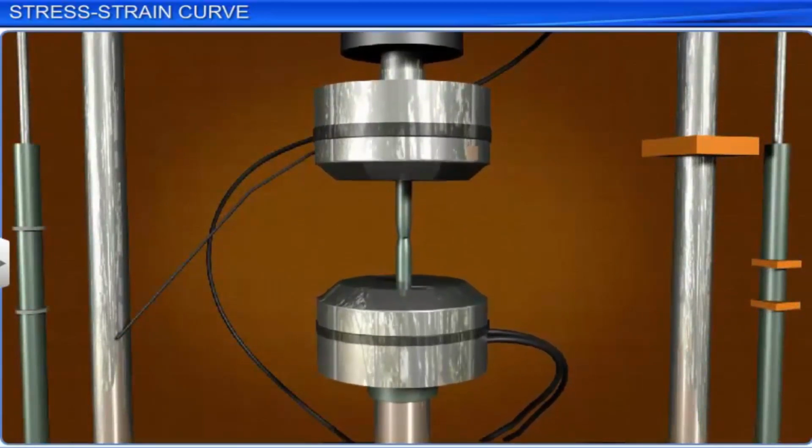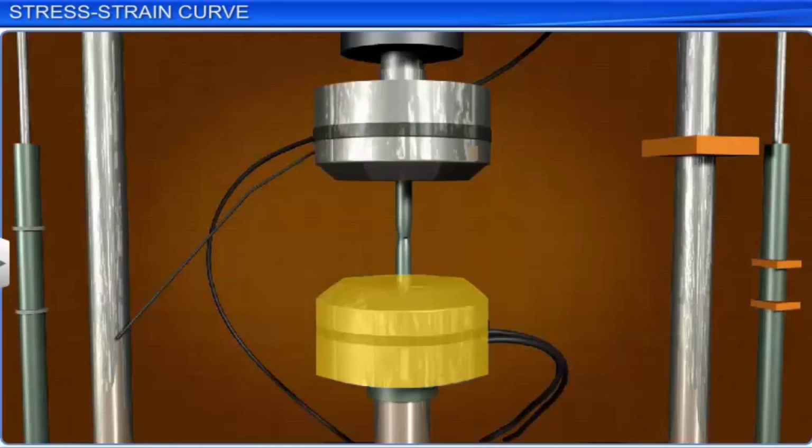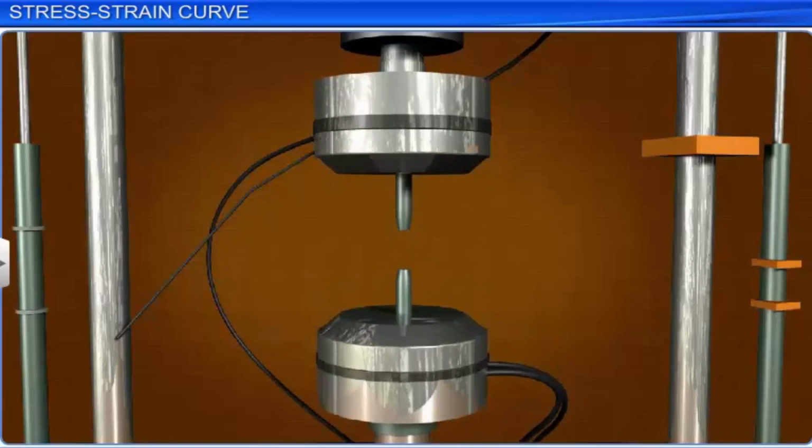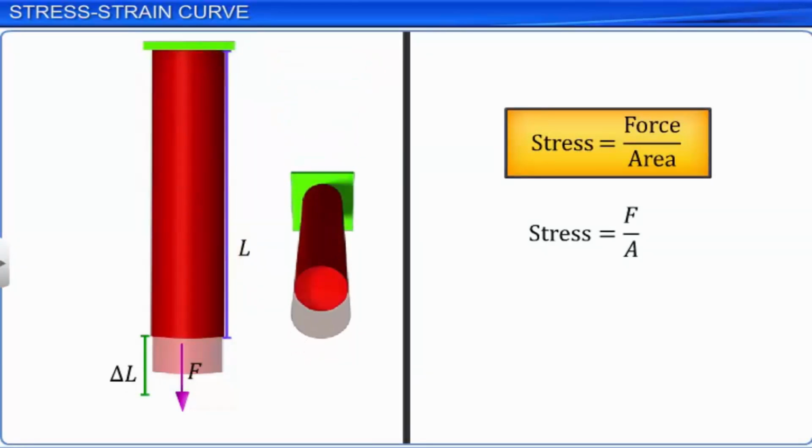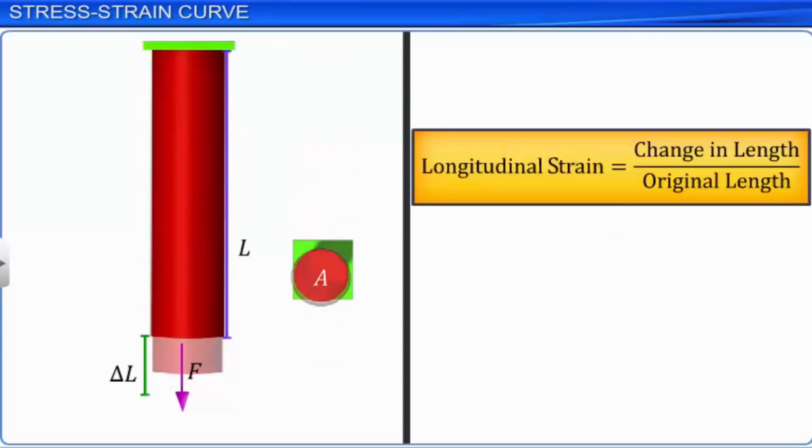The two ends of the rod are held between the top and bottom grips. One end is fixed and the other end is pulled to apply a precise load. The stress is calculated by dividing the load F by the original area of cross-section A of the rod. The strain is calculated by dividing the elongation delta L by the original length L of the rod. A typical stress-strain graph is shown.